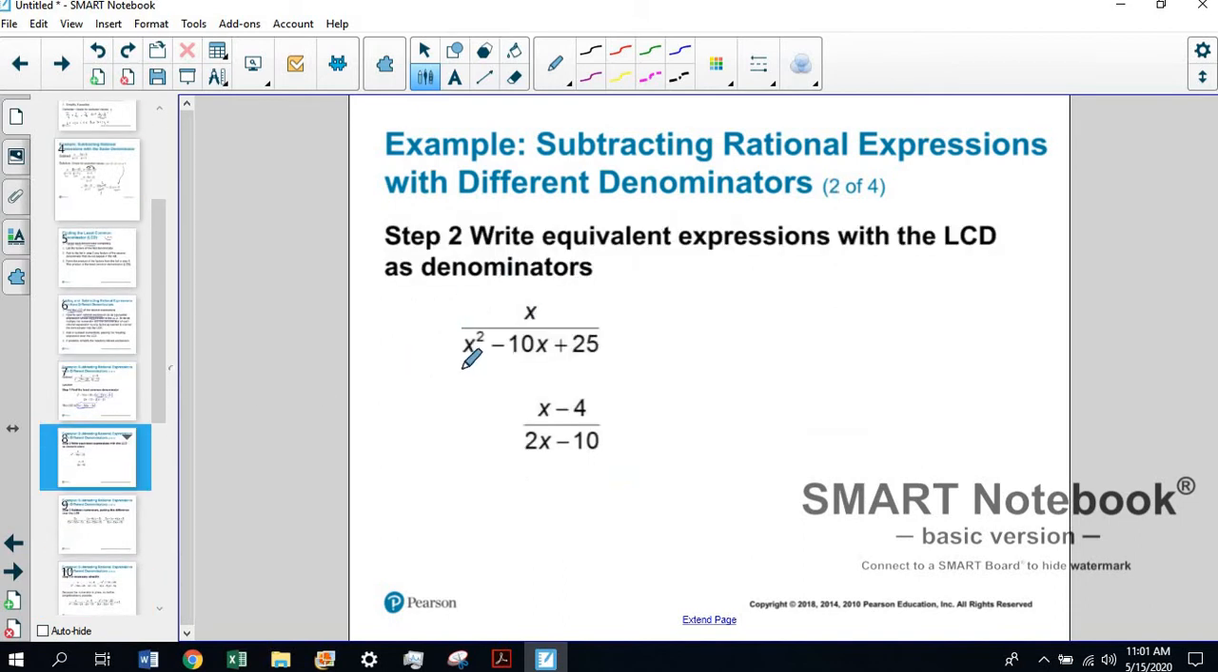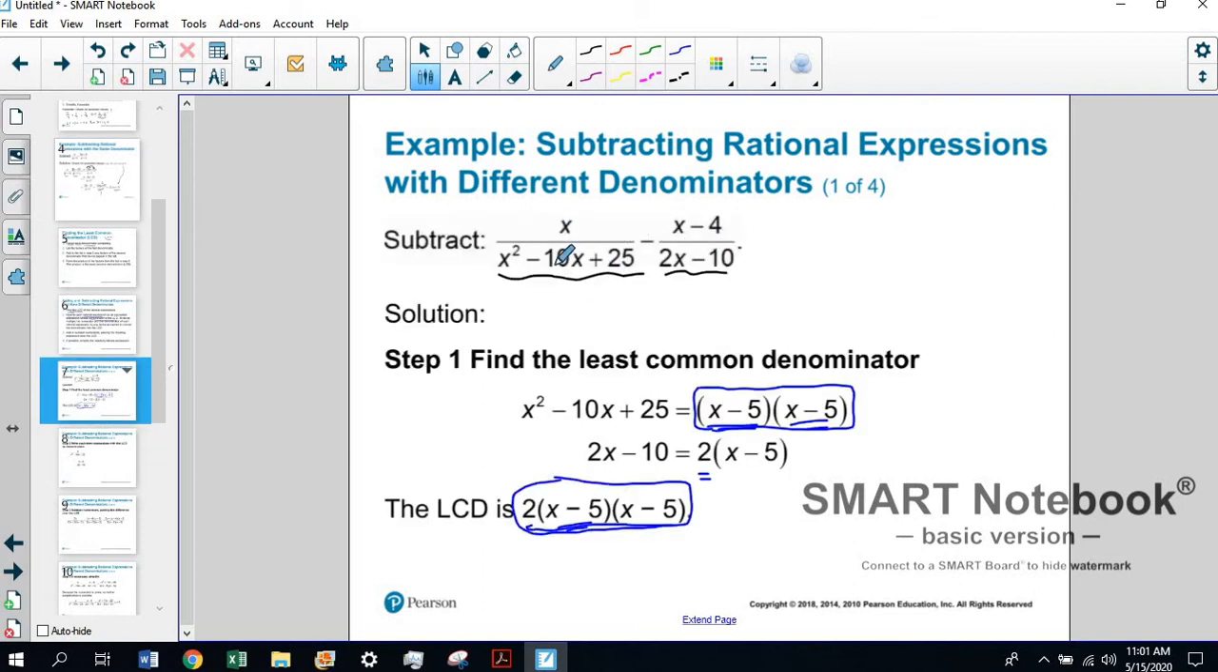So if we look at this problem, we wanted to subtract these two guys from each other. So the first term is x over x squared minus 10x plus 25. This had x minus 5 as its factors. This guy had 2 times x minus 5. So for the lowest common denominator, what's missing from this denominator? What's missing is just the 2. And from this denominator, what's missing? A second x minus 5 is missing, okay?